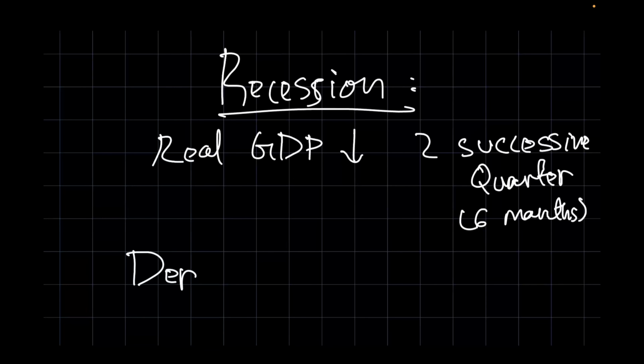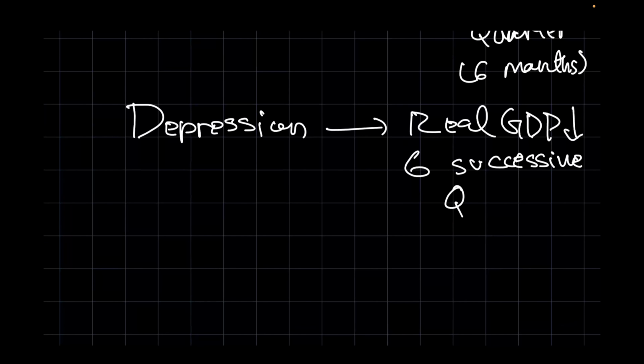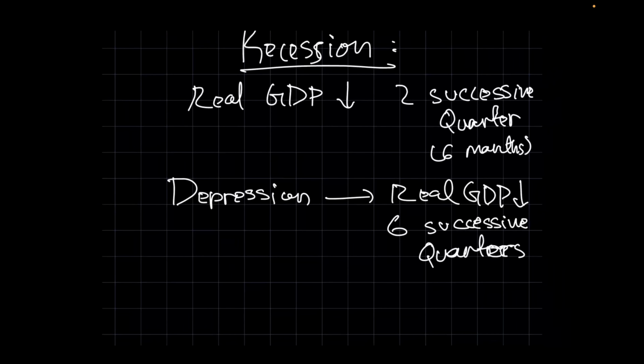In an extreme scenario, an extended recession is referred to as a depression, which is when the real GDP is decreasing for 6 successive quarters or 18 months. Now a recession is when the real GDP decreases, so the real output of the economy, which is all of the goods and services that are produced, is decreasing.